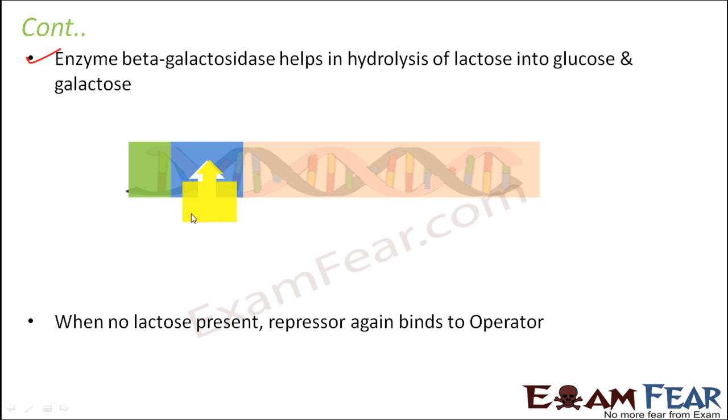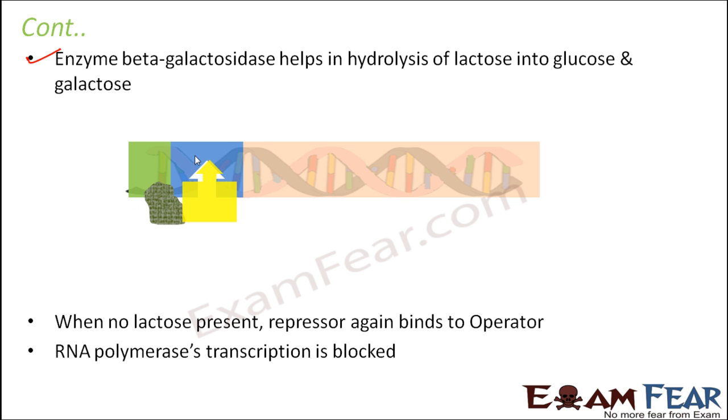Now once the lactose molecules are all gone, again this repressor will bind to the operator, and as the repressor binds to the operator, what will happen? The function of RNA polymerase will again be blocked, and therefore the transcription will stop. So whenever lactose is present, the genes will be turned on. So under what scenario are genes on? Genes are on when lactose is present, and that is why lactose is an inducer and not an inhibitor, right?